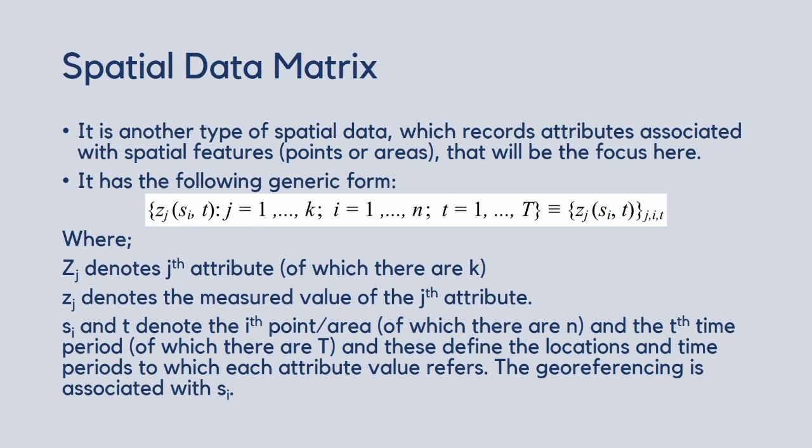the terms s_i and t denote the i-th point, of which there are N, and the t-th time period, of which there are capital T. And this defines the location and time periods to which each attribute refers. So the georeferencing is associated with the s_i, which are the locations.